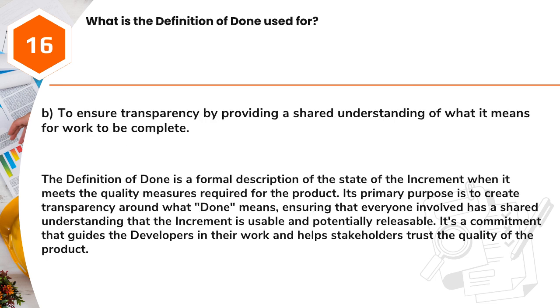Answer: B. To ensure transparency by providing a shared understanding of what it means for work to be complete. The definition of done is a formal description of the state of the increment when it meets the quality measures required for the product. Its primary purpose is to create transparency around what done means, ensuring that everyone involved has a shared understanding that the increment is usable and potentially releasable. It's a commitment that guides the developers in their work and helps stakeholders trust the quality of the product.